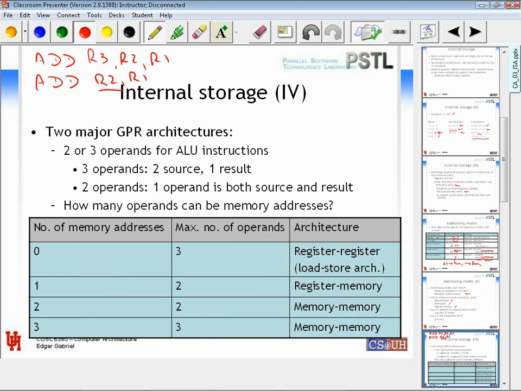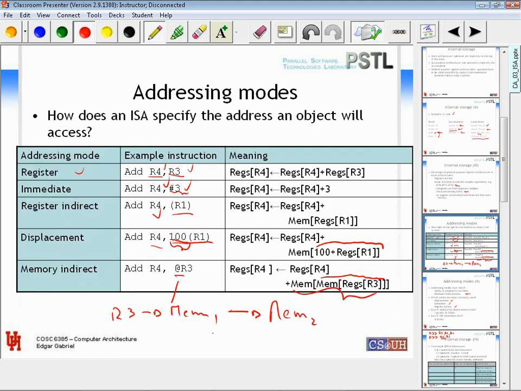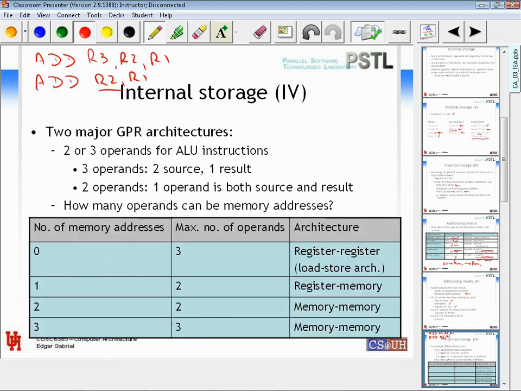If you take one step further, remember that we've talked of the various addressing formats. Some of them, of course, point to a memory address. The question is now, how many of those 3 operands do you allow to really be a memory address? Or how many of the up to 3 operands? So for pure load store architectures, often also called register-register architectures, you have typically 3 operands and none of them is allowed to be a memory address.